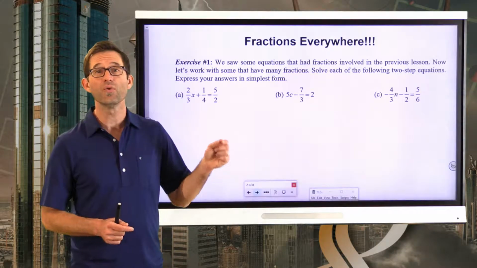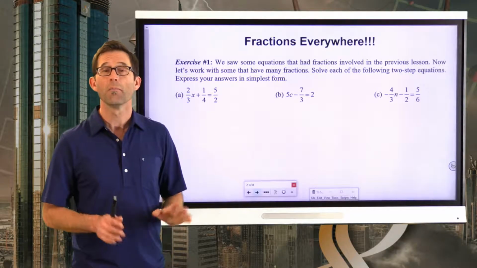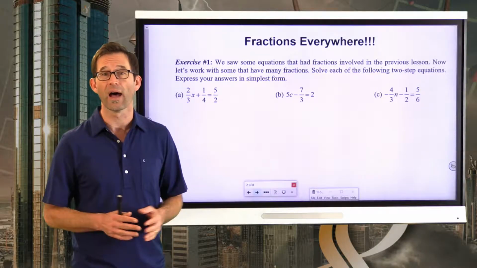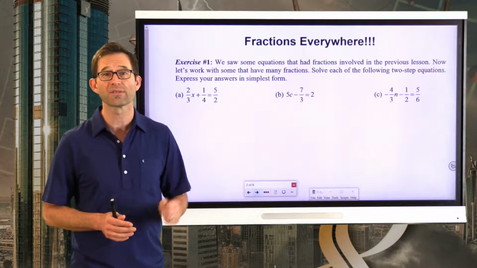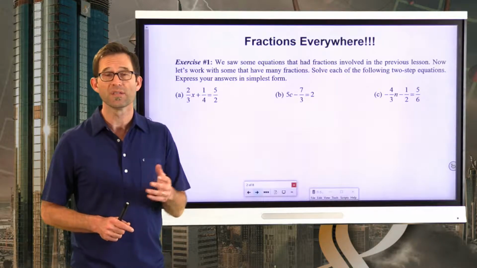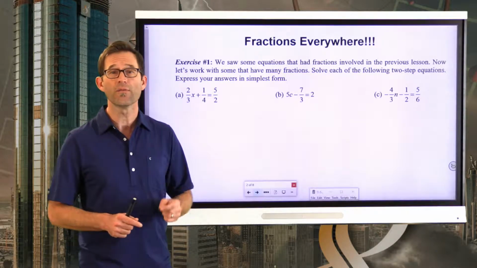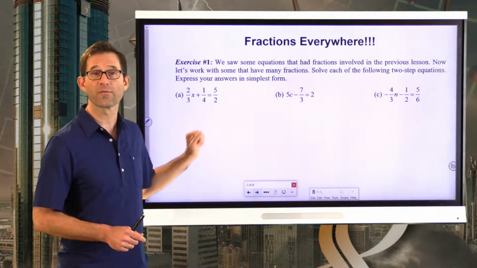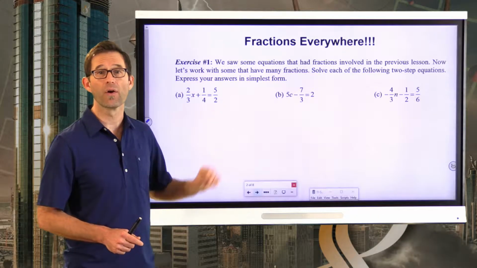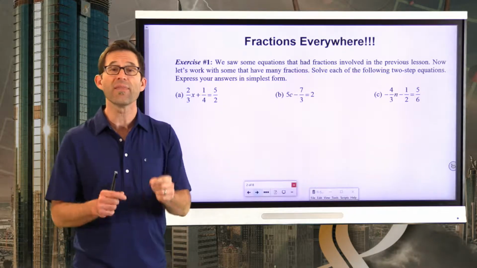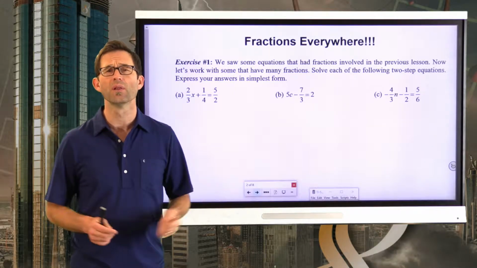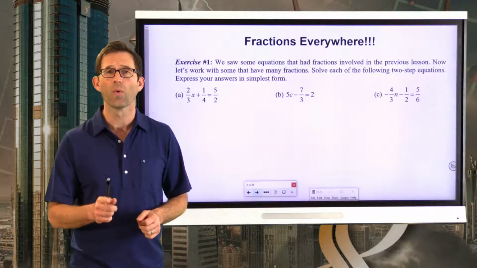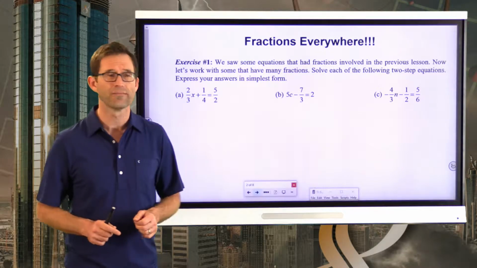Now let's take a look at letter A. Write together 2/3 times x plus 1/4 equals 5/2. Now this is no different than an equation like 2x plus 7 is equal to 13, right? The difference is what I'm multiplying x by is a fraction and what I'm adding on overall is a fraction. And yet the steps I'm going to go through are exactly the same. It's just that it's going to be a little more obnoxious. So let's tackle letter A together.